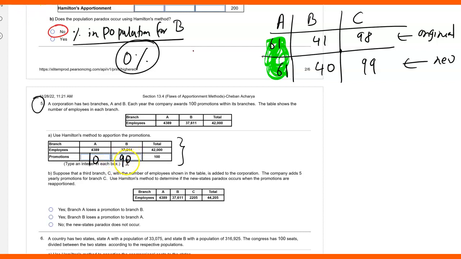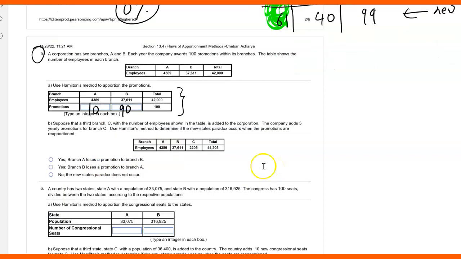90 is the number of promotions for B. So 90 plus 10 is 100. Okay, now what happens? The group C, the third branch, is added to the new group. Now you have this new group here, A, B, C.